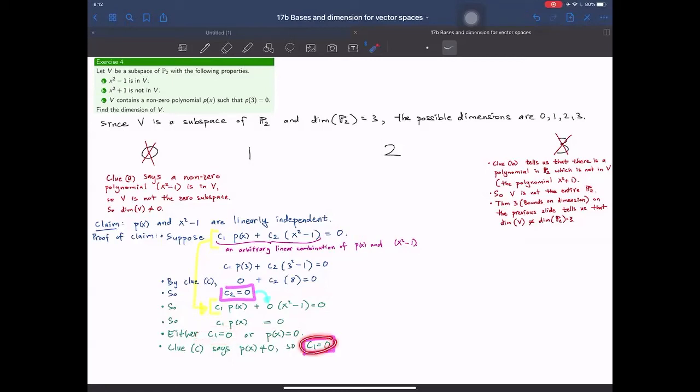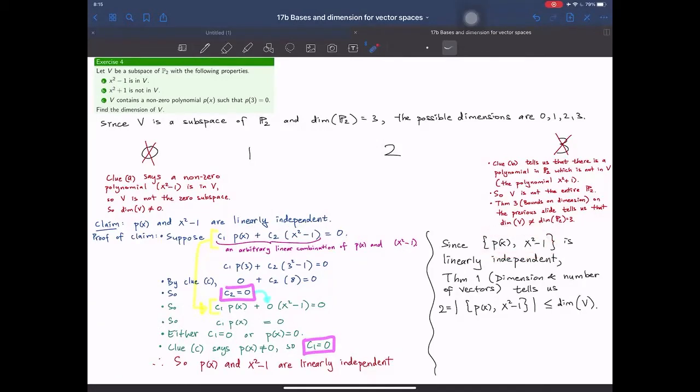We now have c1 is 0 and c2 is 0, and we started with this assumption. So the only linear combination where this is equal to 0 is where c1 and c2 are both 0. This tells us that these two elements are linearly independent. Since this set is linearly independent, the theorem from a previous slide tells us that the number of elements in the set, which is 2, is less than or equal to the dimension of V. But we know that V is not the whole space P2, so the dimension is smaller than 3, and so it must be 2. In this exercise, even though we are not given a concrete description of V, using logic, we were able to determine the dimension of V.